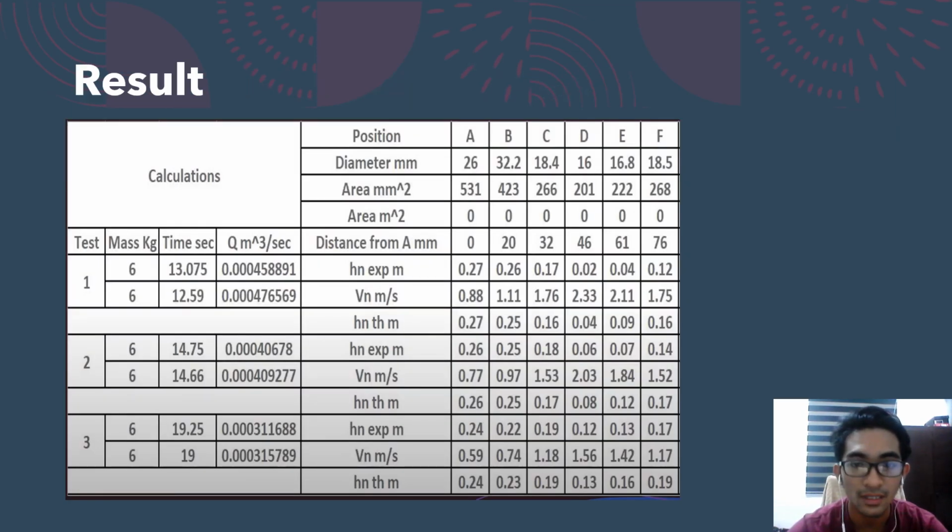Okay, here is the result of the experiment. As you can see, the lowest diameter is D, which is the smallest area. So the velocity will be the highest. Among all the points, D will have the highest velocity. So it proves the Bernoulli equation.